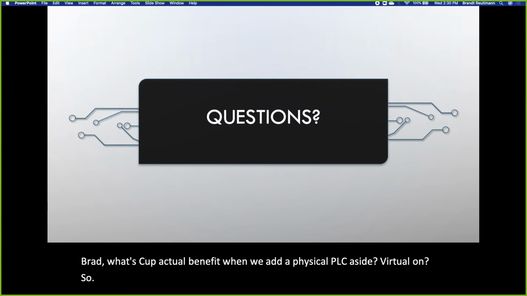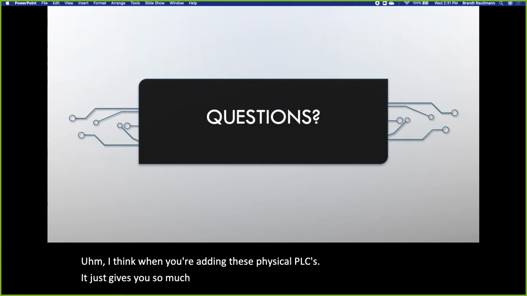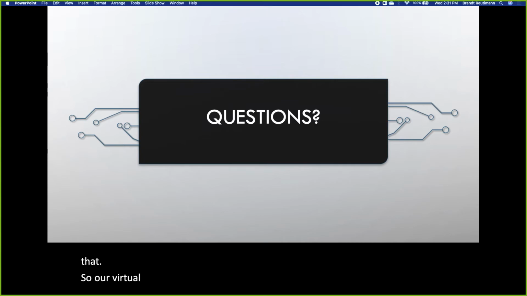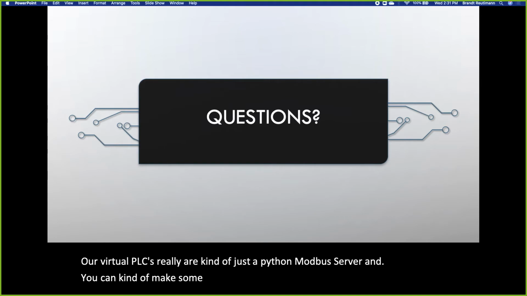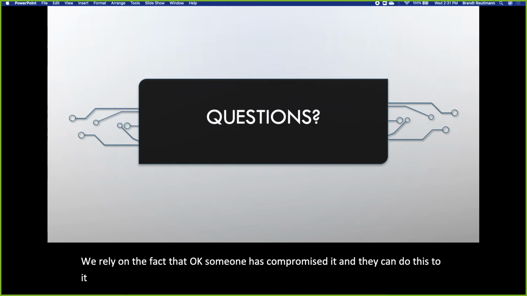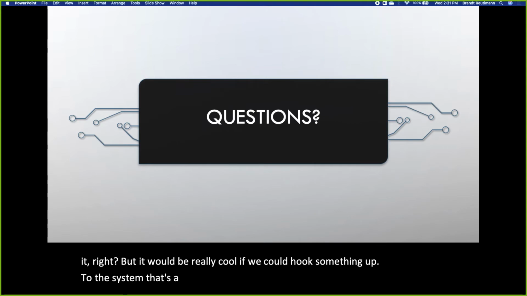I think when you're adding these physical PLCs, it just gives you so much more accuracy and fidelity. Our virtual PLCs really are just like a Python Modbus server, and we can make some alterations, but we rely on the fact that someone has compromised it and they can do this to it. But it would be really cool if we could hook up a real PLC to the system, and then we could actually attack it.